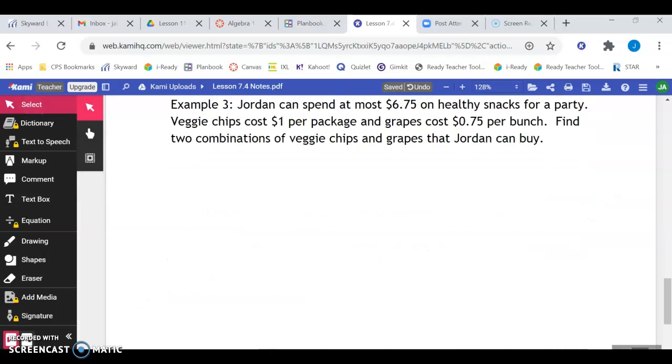And then example 3: Jordan can spend at most $6.75 on healthy snacks for a party. Veggie chips cost $1 per package and grapes cost 75 cents per bunch. Find 2 combinations of veggie chips and grapes that Jordan can buy.